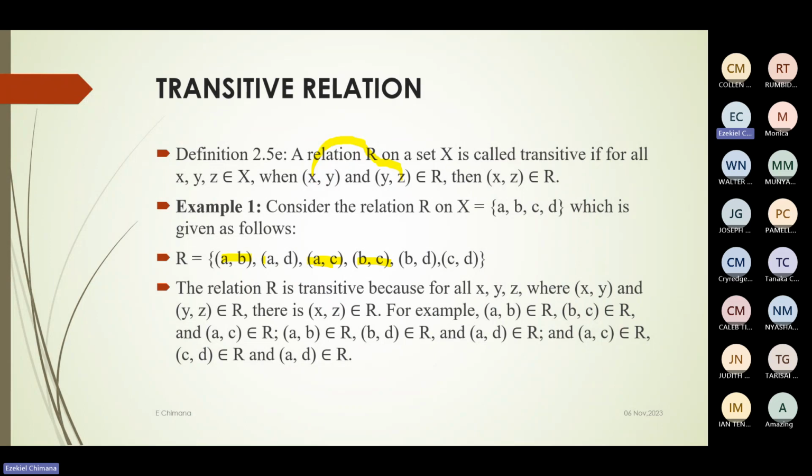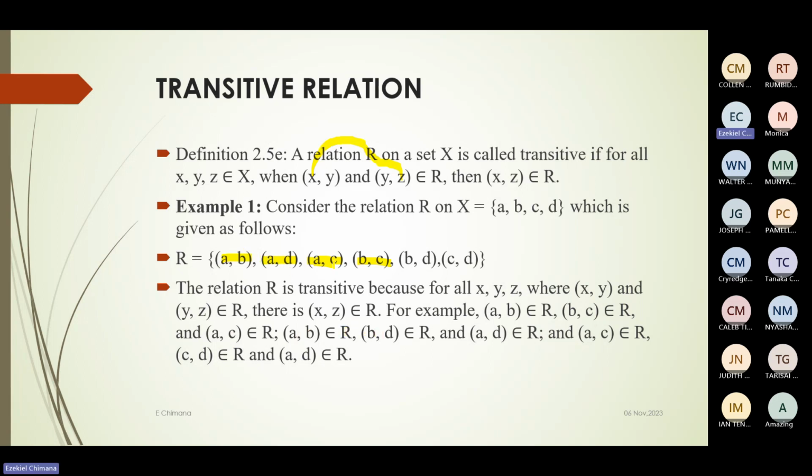And then we have got AD, then we now have to look for D something. If we have got D something, we must also have A something. So we do not have D something, so that one is just as good as that. What else? We've got AC, and then we've got AB and then BD.